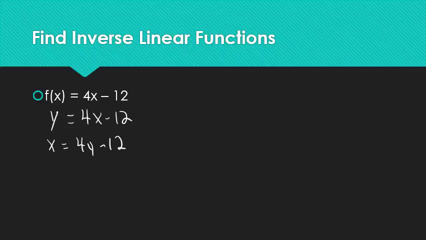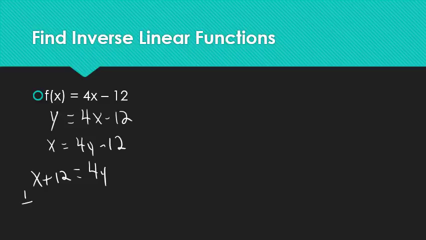So first, I'm going to add 12 to both sides. And when I do, I'm going to have x plus 12 equals 4y. And so now I'm going to divide every term, both sides of the equation, by 4, or I could say I'm multiplying by 1/4. Remember, if I divide by a number, that is the same as multiplying by the inverse.